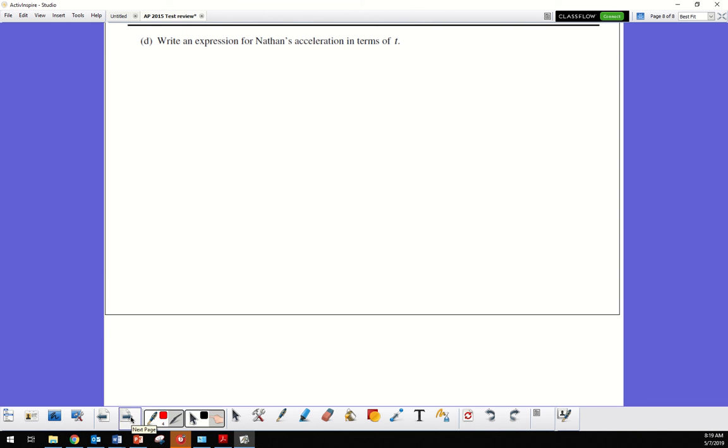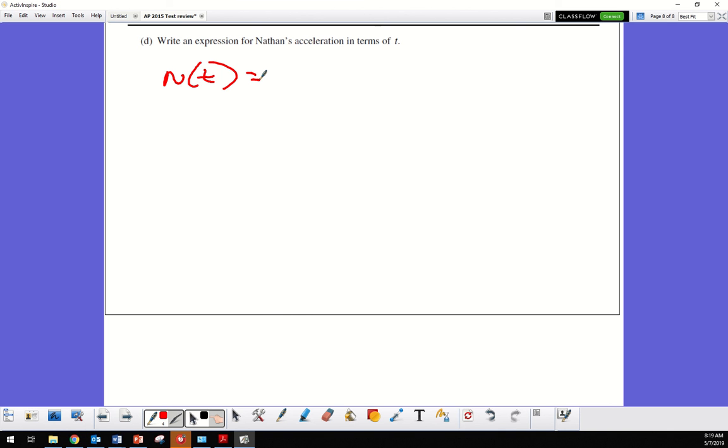Write an expression for Nathan's acceleration in terms of t. So now what do I have to do? Find the first derivative, not the second derivative or the integral. Because we're taking the derivative of the velocity, one derivative below that is going to be my acceleration.